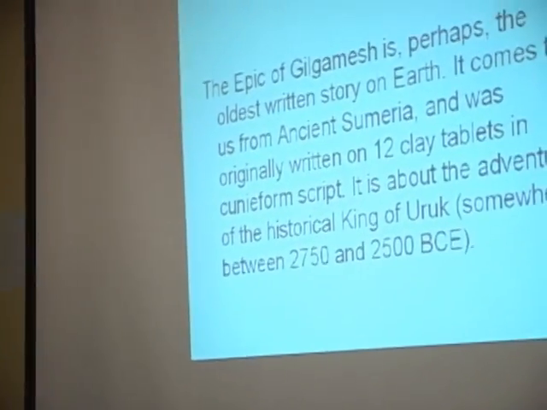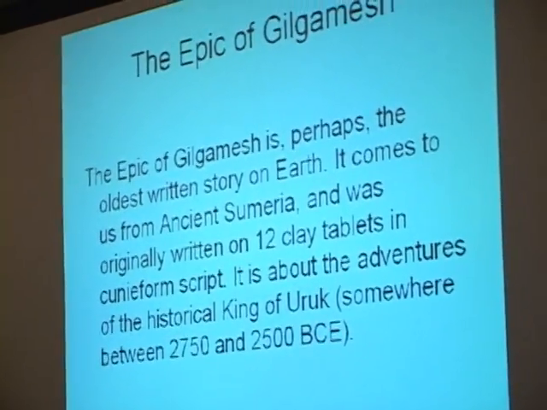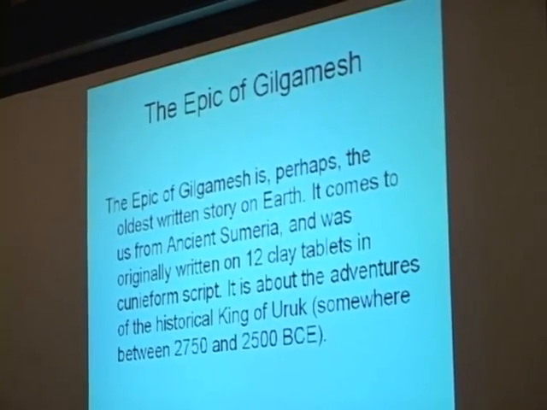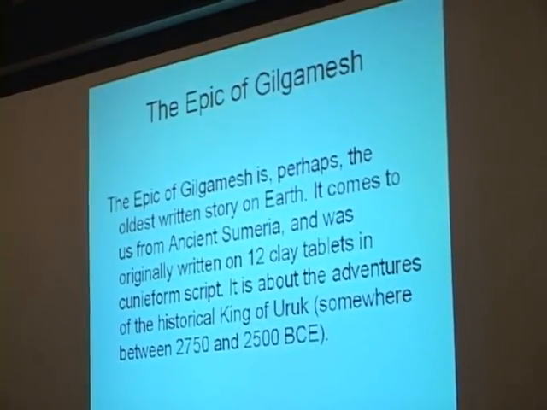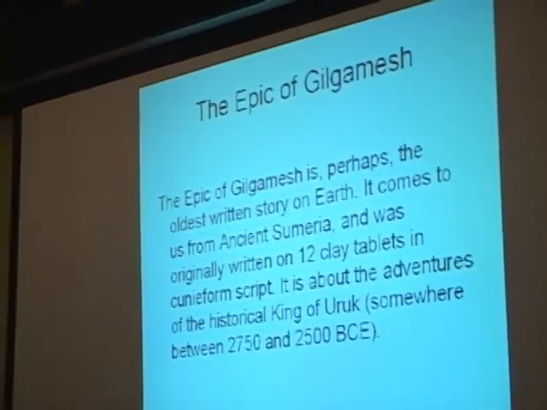Now, there's an epic poem called the Epic of Gilgamesh. It's perhaps one of the oldest written stories on earth. It comes to us from ancient Sumeria and was originally written on 12 clay tablets in cuneiform script. It's about the adventures of the historical king of Uruk, somewhere between 2750 and 2500 BCE. BCE stands for before the Common Era. It's another way of saying before Christ.